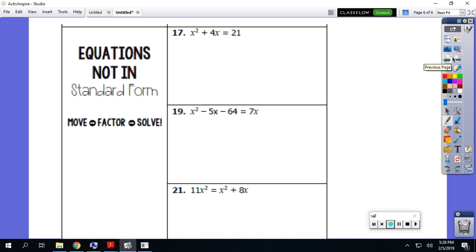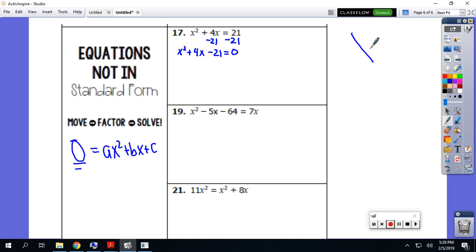Last ones for the notes are equations that are not in standard form. So in order for it to be in standard form, I need it to be 0 equal to ax squared plus bx plus c. So before I go through and factor this, I always need to get it equal to 0. So in order to get number 17 equal to 0, I have to subtract 21 on both sides. So that I would get x squared plus 4x minus 21 equal to 0.